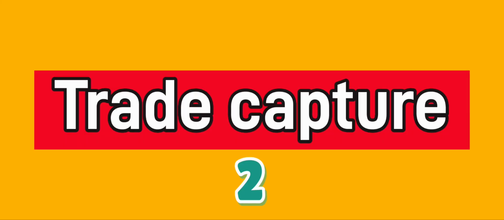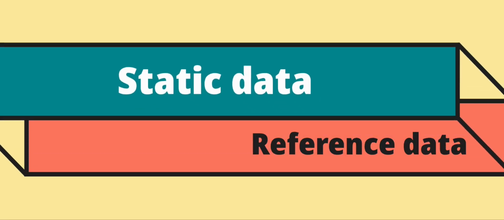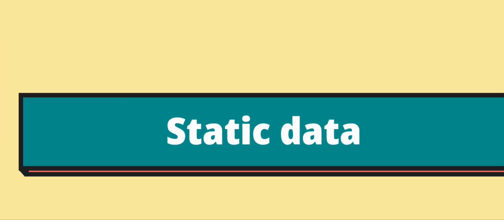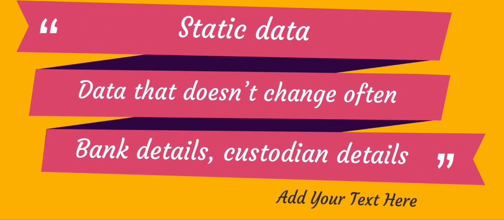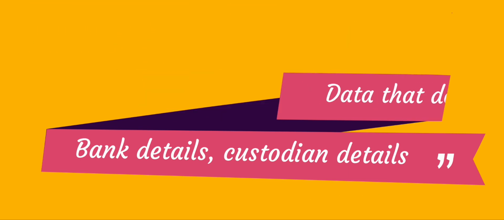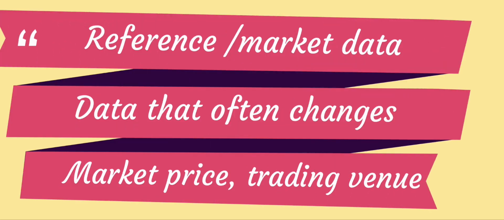The second step is the trade capture. The trade capture takes into consideration what the trade details are. The main sources of capturing the trade data include static data and reference data. Static data refers to data that does not change frequently. It can change, but it doesn't change often, like bank details of the counterparty, custodian details of the counterparty, and so on. Reference data refers to data that often changes. For example, market data, market prices, the trading venues where it is traded, and so on and so forth.